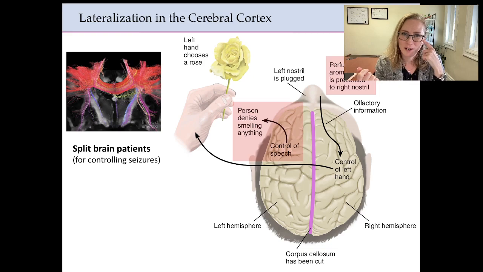Language center never got that information. It would start BSing. You'd be like, oh, I don't know, it looked pretty. They just would not be able to say it's because that's what I smelled. So that's just one example, but this really interesting split of consciousness, and not just split of awareness, but almost split of consciousness.